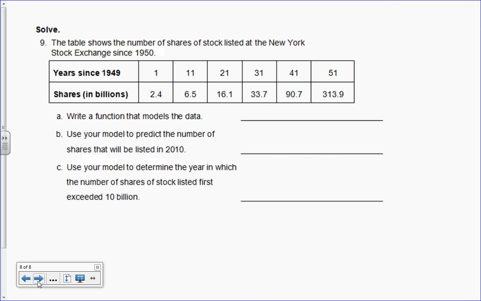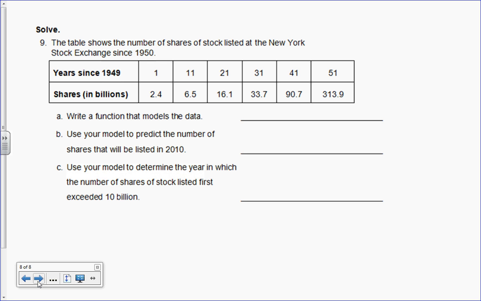All right, our last problem. The table shows the number of shares of stock listed at the New York Stock Exchange since 1950. All right, the first thing is to write a function that models the data. Now, if you look, the x's go up by 10 every time, so try figuring something out down here at the bottom. Look at the numbers at the bottom. They go from 2 to 6 to 16 to 33 to 90 to 313.